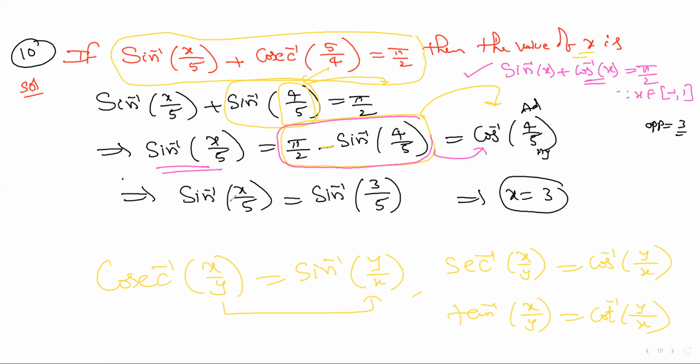Okay, sin inverse of x by 5 is equal to cos inverse of 4 by 5. But for cos inverse, what is the formula? Adjacent side by hypotenuse. Opposite side here, how much value? 3. So in terms of sin inverse, what is the formula? Opposite side by hypotenuse. Here the opposite side is 3, so 3 by 5. Okay, now these two are the same functions. Here x by 5 is equal to 3 by 5. X we get 3.